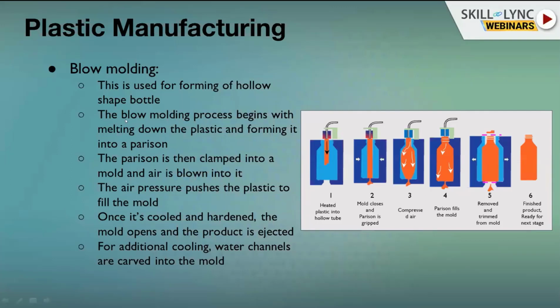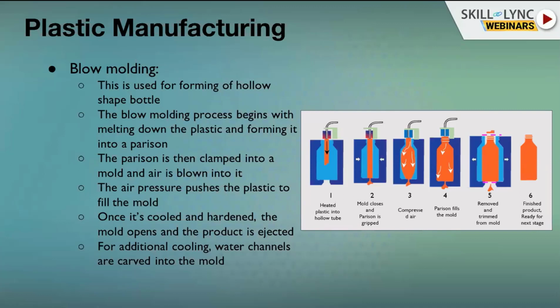Okay. The molding process begins with melting down the plastic and forming it into the parison. Actually, the portion that you see here, the rectangle portion, is known as a parison. It consists of two inputs. The first input is for the molten plastic material to come, and the second inlet is for hot air to come inside.